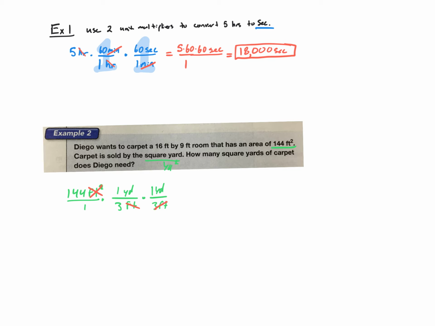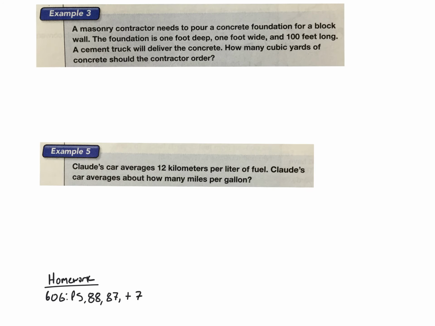And then, on the denominator, I am going to have 1 times 3 times 3. On the top, I'm going to have 144 times 1 times 1 times yards squared, because yards times yards is yards squared. And then this is going to equal 144 over 9 yards squared, which is going to equal 16 square yards, or yards squared. So make sure you're keeping your units of measure on these.